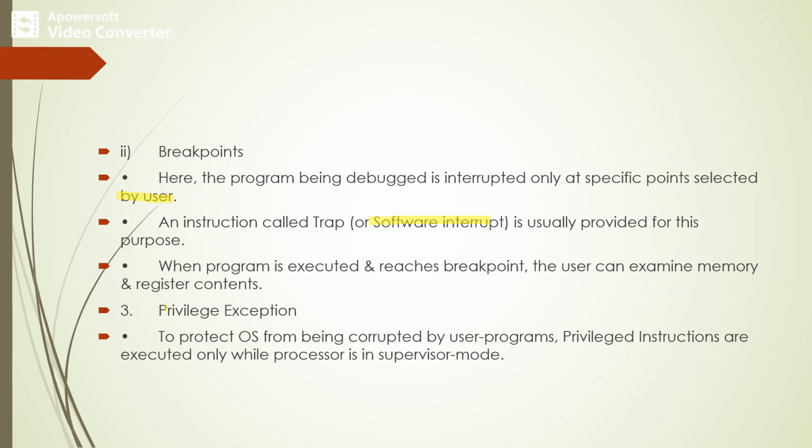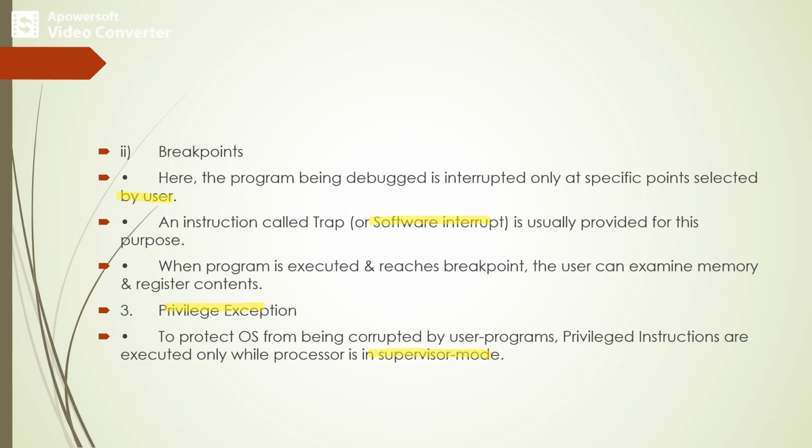The next one is privilege exception. To protect the operating system from being modified by the user program, certain instructions can be executed only when the processor is in the supervisor mode. Such instructions are called privileged instructions.